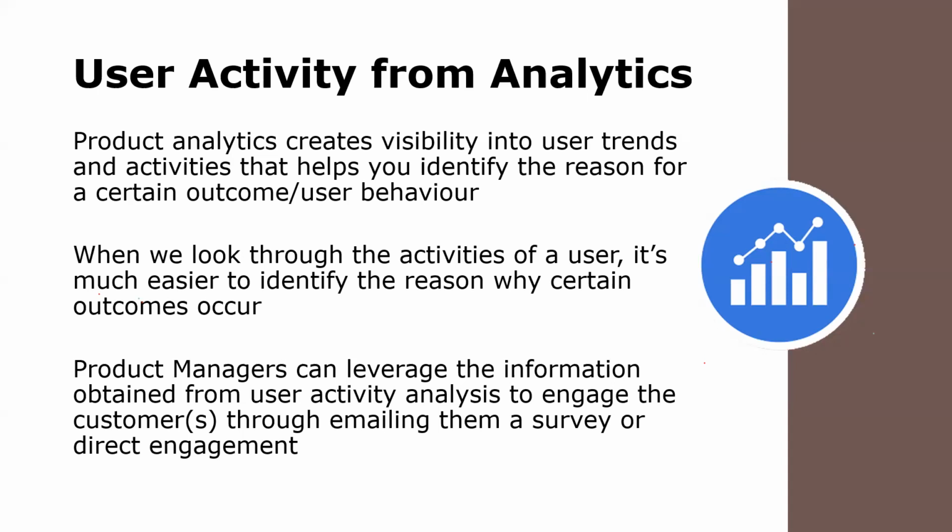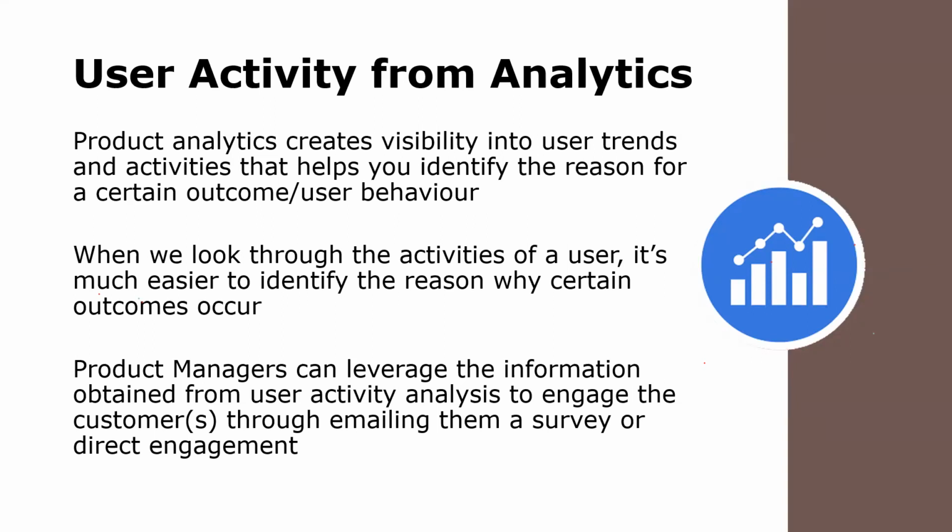So we look through the activities of a user. It's much easier to identify the reason why certain outcomes occur. Exactly, just like I've mentioned. So when you look at the activity, you can say, oh, the trends are dropping, they're not processing as much. Again, if your product is associated with an app, you're looking at the number of logins, you're saying, oh, why is the customer not booking so much from us as before? You're just doing analytics based on the metrics that you have defined around your product.